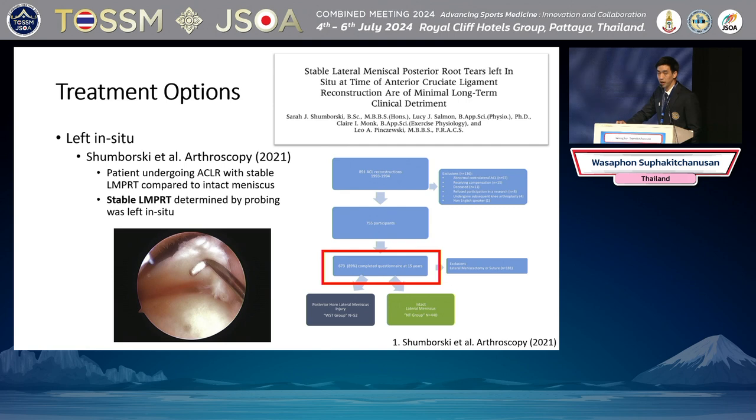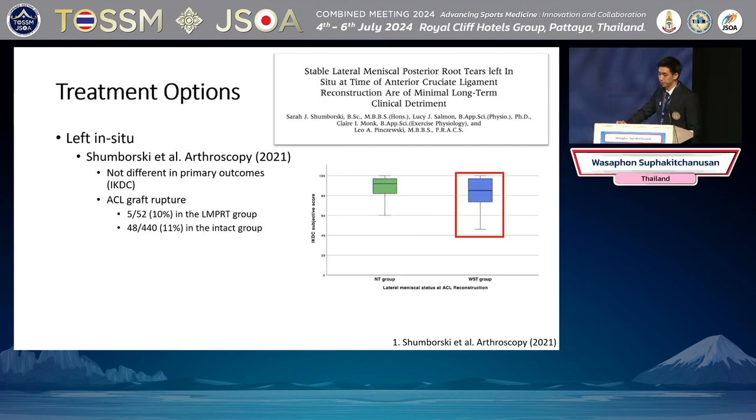Regarding treatment options, for stable lateral meniscus posterior root tear detected during ACL reconstruction, leaving them in situ can be an option. Chambersky reported that patients with stable lateral meniscus posterior root tear left in situ had, after 15 years, similar primary outcomes such as IKDC score compared to patients with intact meniscus. The study also found no significant difference in ACL graft rupture rate between the lateral meniscus posterior root tear group and the intact group. They suggest that leaving a stable lateral meniscus posterior root tear in situ does not negatively impact outcome.